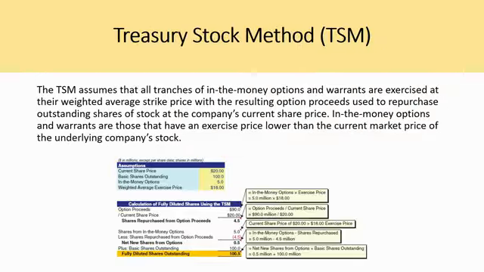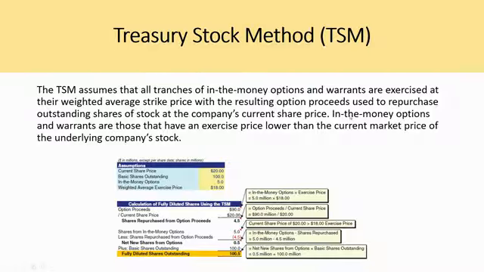So for the treasury stock method, the TSM assumes that all tranches of the in-the-money options and warrants are exercised at their weighted average strike price, with the resulting option proceeds used to repurchase outstanding shares of stock at the company's current share price. In-the-money options and warrants are those that have an exercise price lower than the current market price of the underlying company's stock. So, taking it slow, what does this mean?